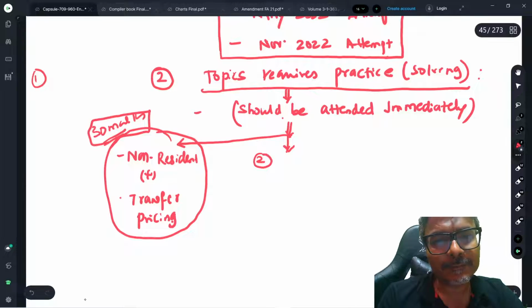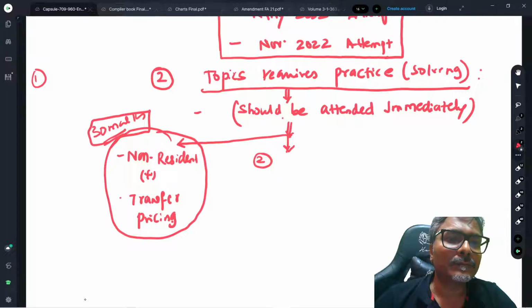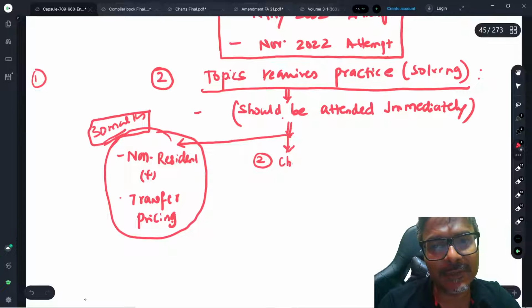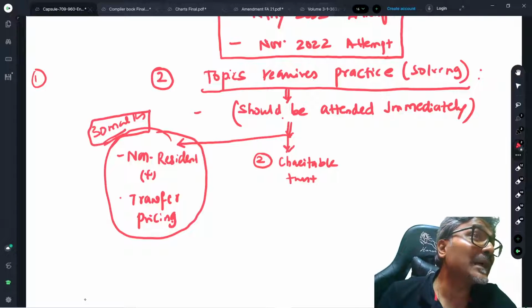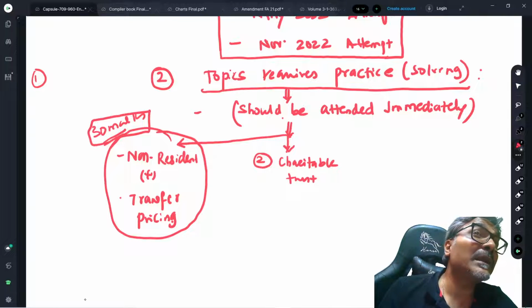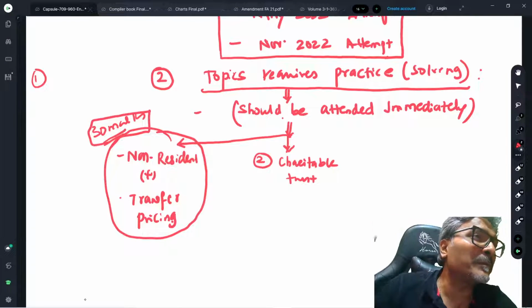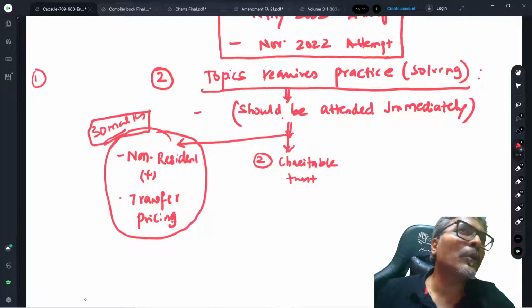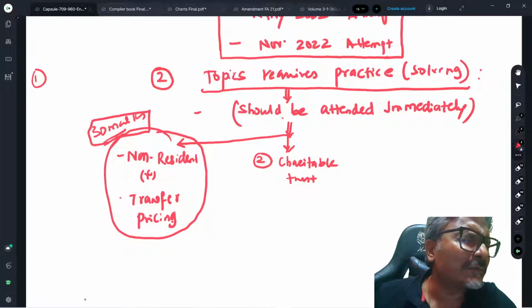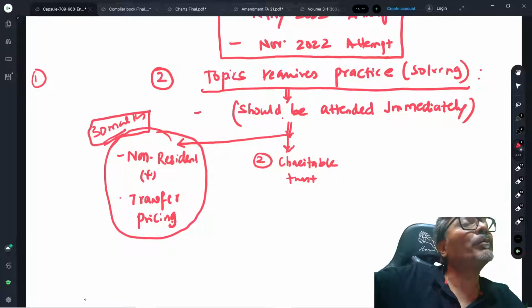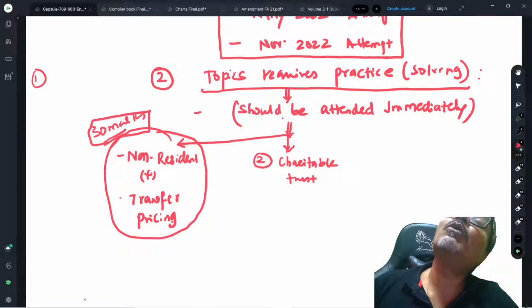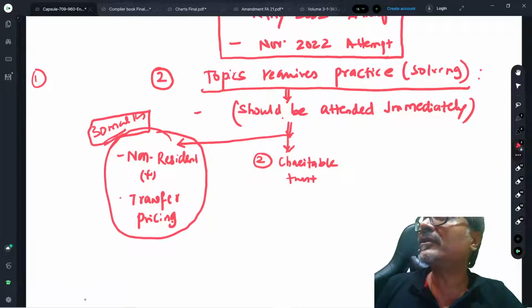Coming to point number 2, the second one is the topic like the charitable trust. Students, this topic you need to solve. You cannot read. Why am I saying so? Because last time, the question that they asked was on the registration, the amendment part, May 22. So in November 22, there are very, very high chances that they will come up with the old conventional question of computing the total income of the trust, or the exit tax calculation.